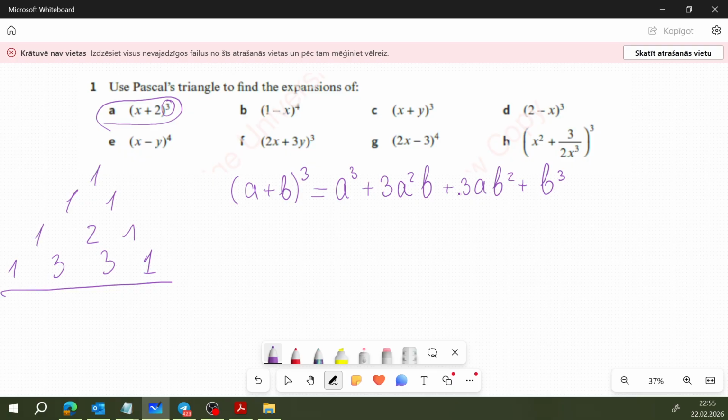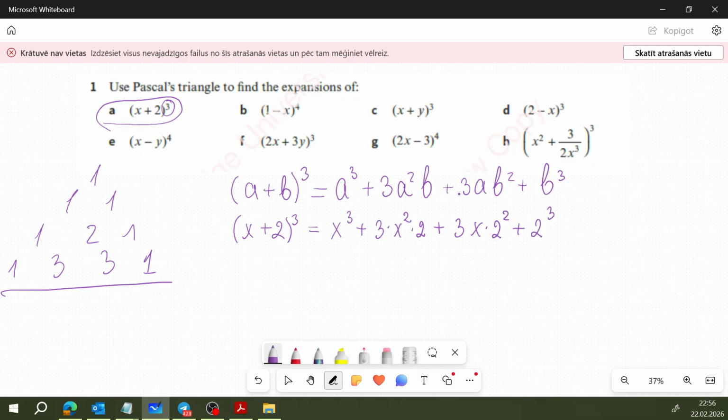And in order to solve this, we need to apply it to our real example. So here it will be (x plus 2) cubed. So we will write it like this. It will be x cubed plus 3 times x squared times 2 plus 3x times 2 squared plus 2 cubed.